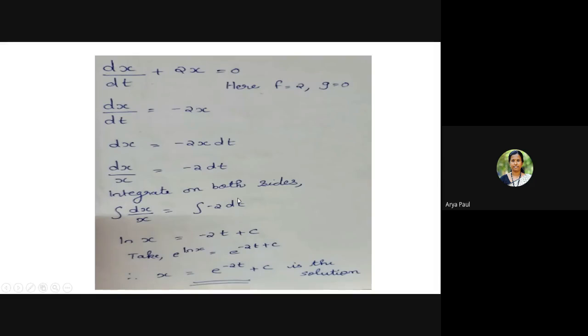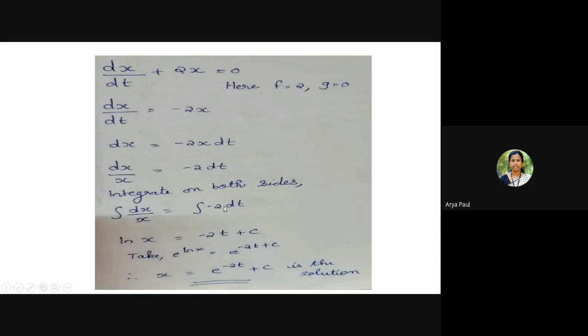So what is the integral of dx by x? You are integrating with respect to x on the LHS, isn't it? So the integral of 1 by x is log x, or ln x. ln stands for log to the base e. Generally we speak of log to the base e. So ln x is equal to minus 2 times the integral of 1.